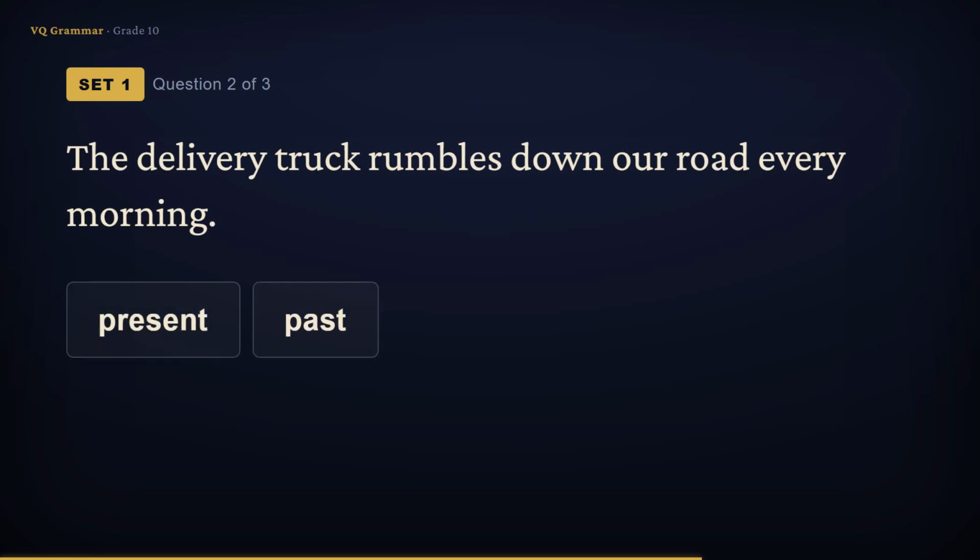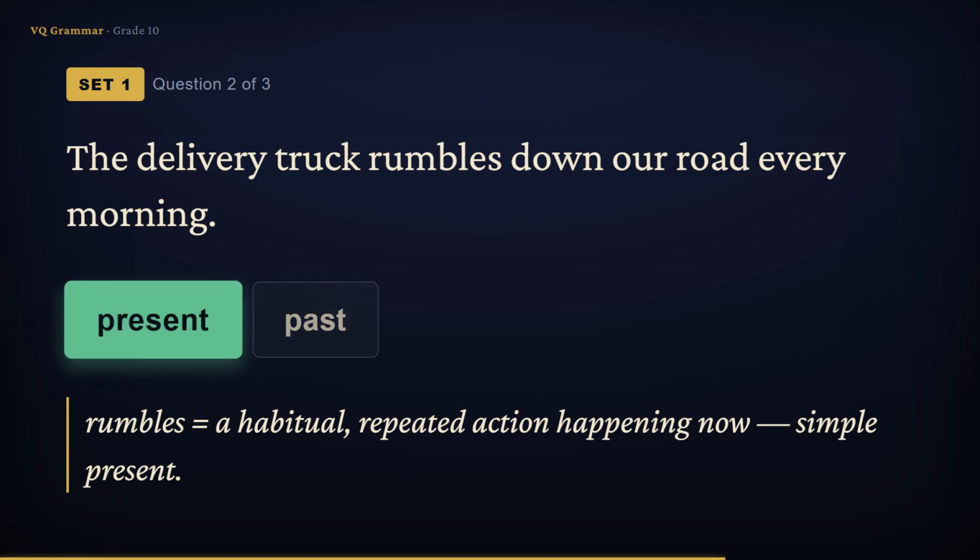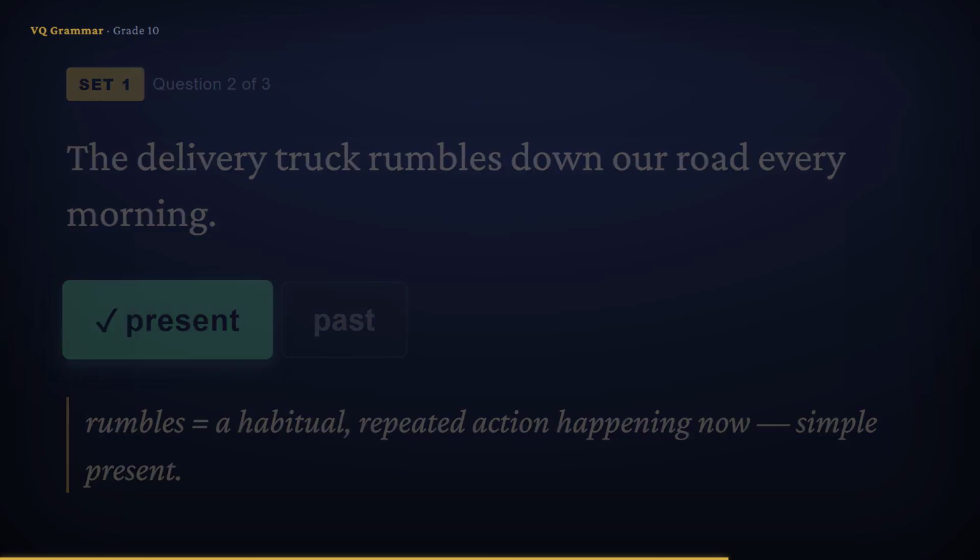The delivery truck rumbles down our road every morning. The verb is rumbles with an S on the end, and the signal phrase is every morning, a habit, repeated again and again in our own time. So this one is the simple present.